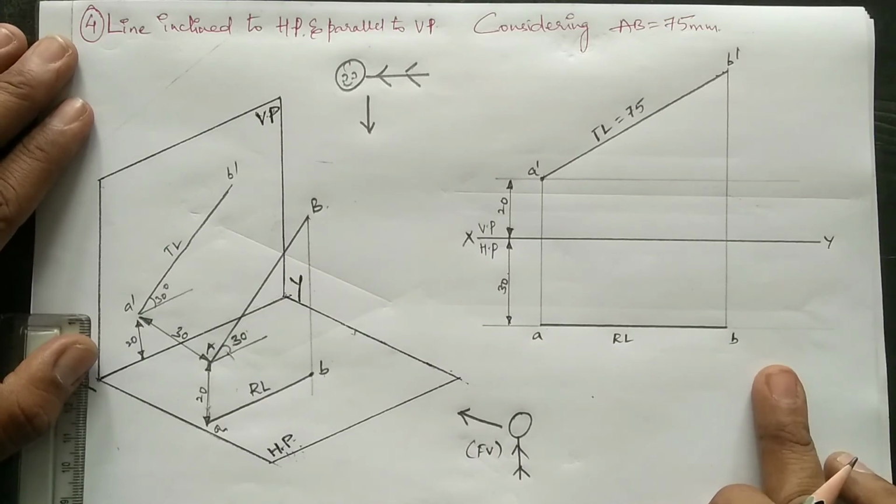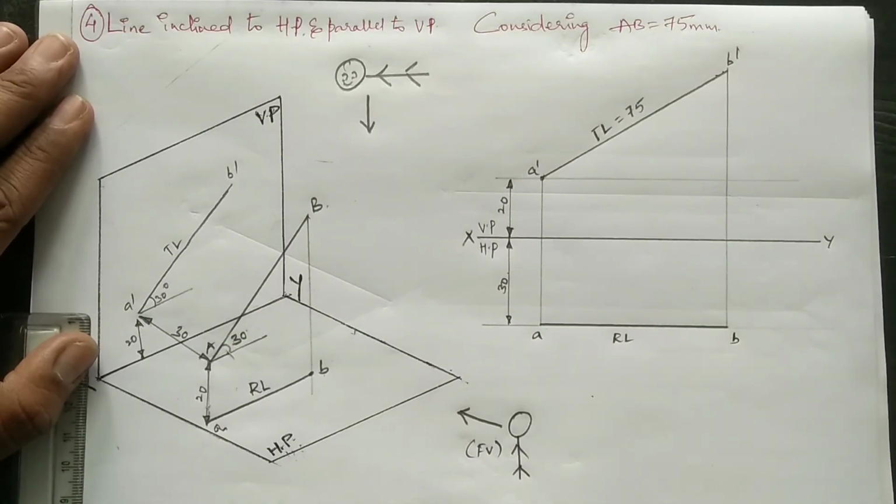So the next will be the line inclined to VP, that I'll explain to you in the next orientation.